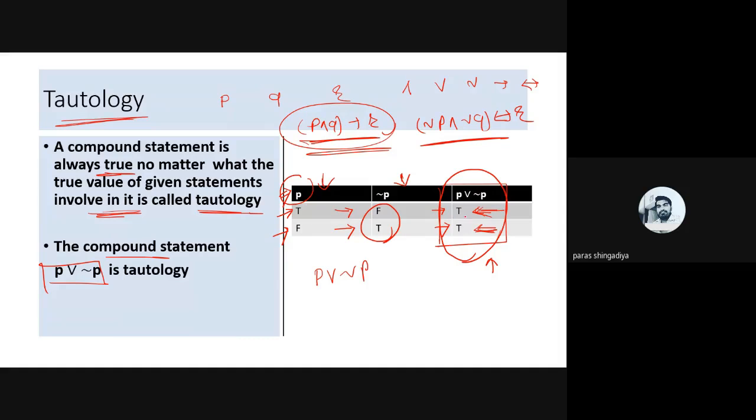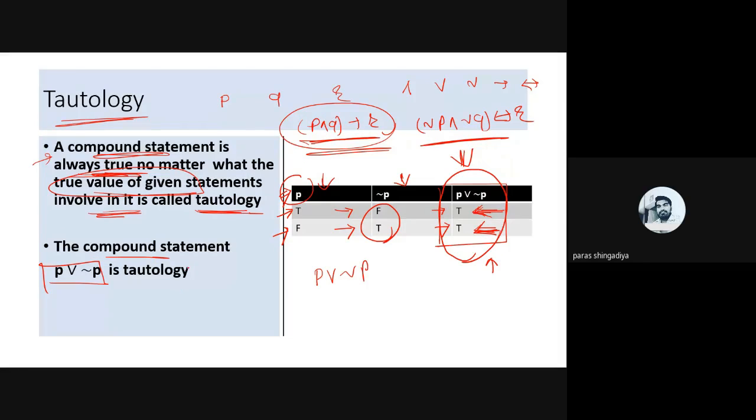Check this output: all values are in the form of T, that is a true value. So we'll say this compound statement is a tautology. By definition, a compound statement is a tautology if it is always true. Compound statement means the final answer, the final column, is always true, no matter what the truth values of the statements involved in it. That is called a tautology.